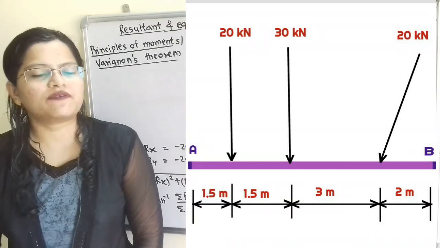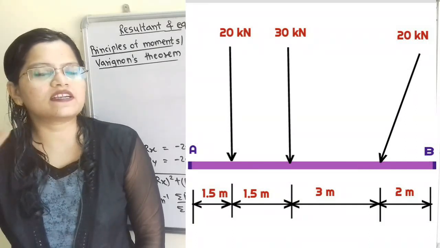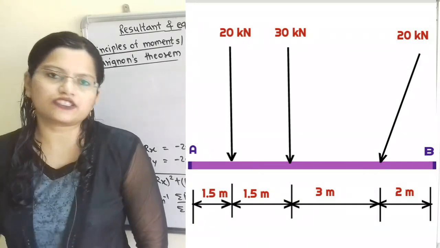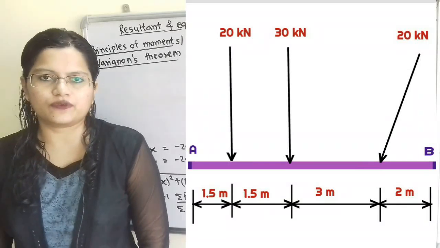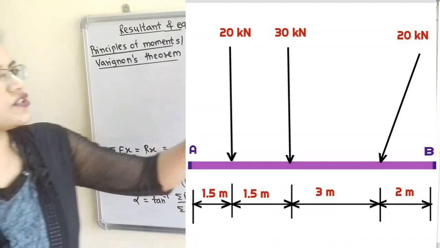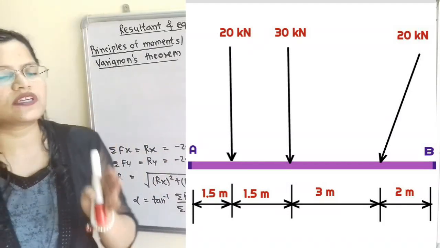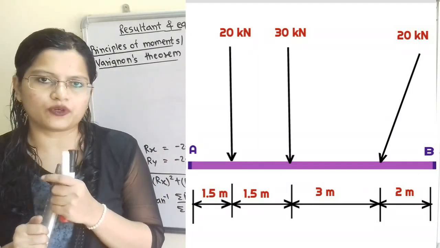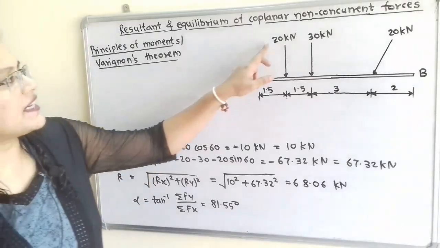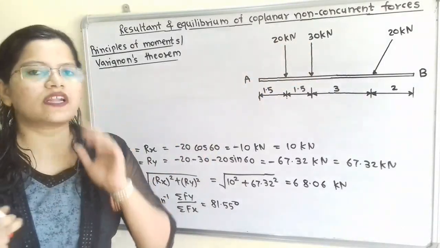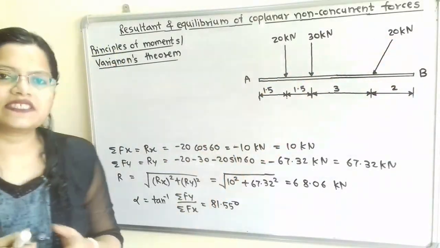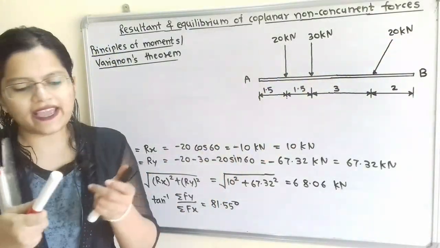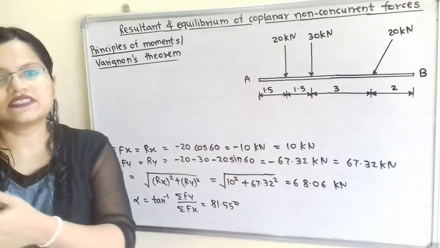So we will first find the magnitude of the resultant as well as the direction of the resultant. How to find the magnitude? First we have to resolve these forces into horizontal and vertical components. Now the two forces, 20 kilonewton and 30 kilonewton, are vertical forces, but this 20 kilonewton force is an inclined force and the angle of inclination is given as 60 degrees.